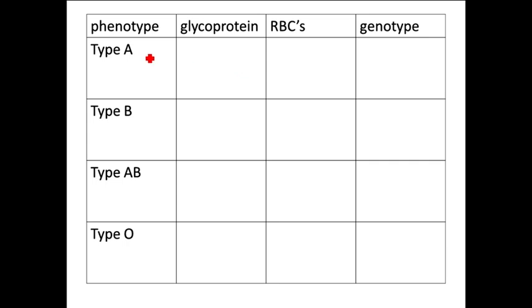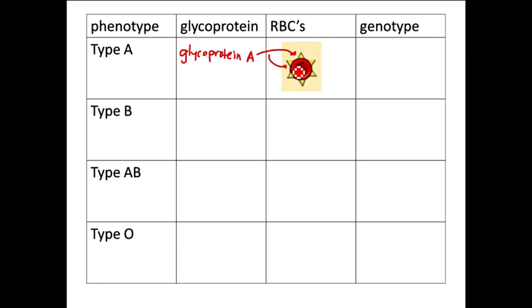Okay, so first of all, for type A blood, the glycoprotein that will be produced is glycoprotein A, right? And the red blood cells will look like this. These triangles are supposed to represent glycoprotein A. So the red blood cells will have a bunch of these glycoproteins sticking out on the surface, and that person's immune system would recognize that as, hey, those are my blood cells. I shouldn't destroy them.